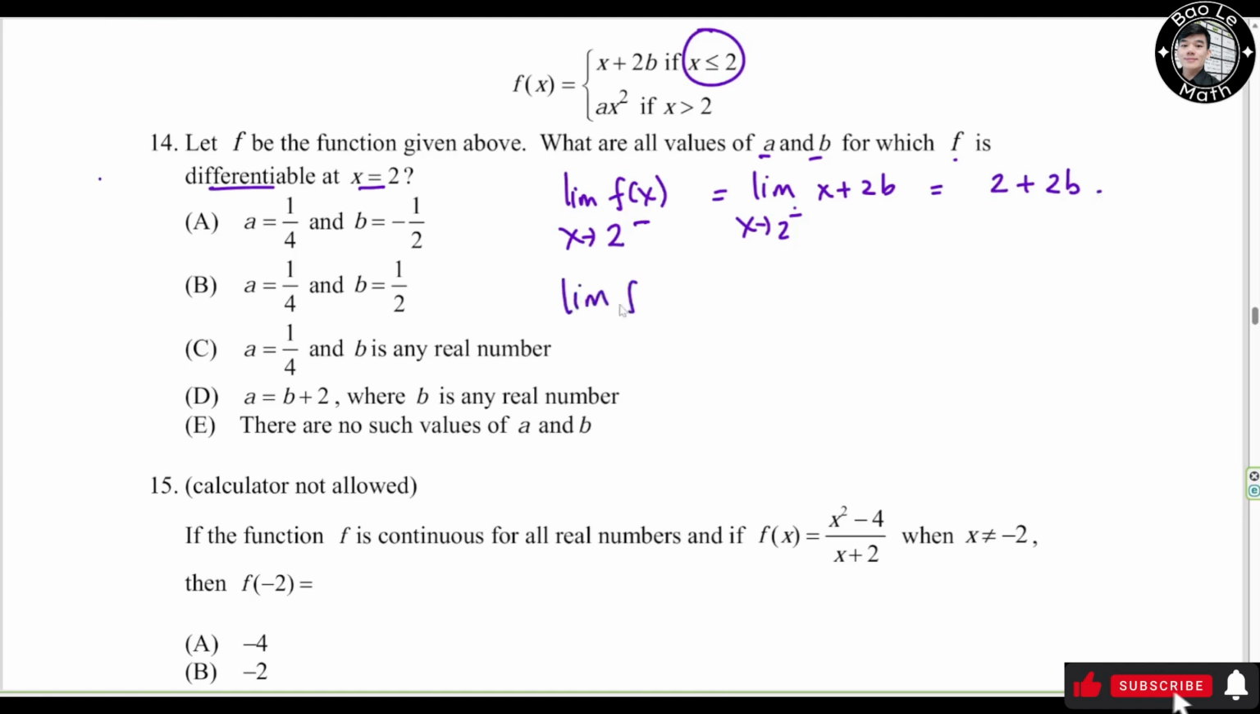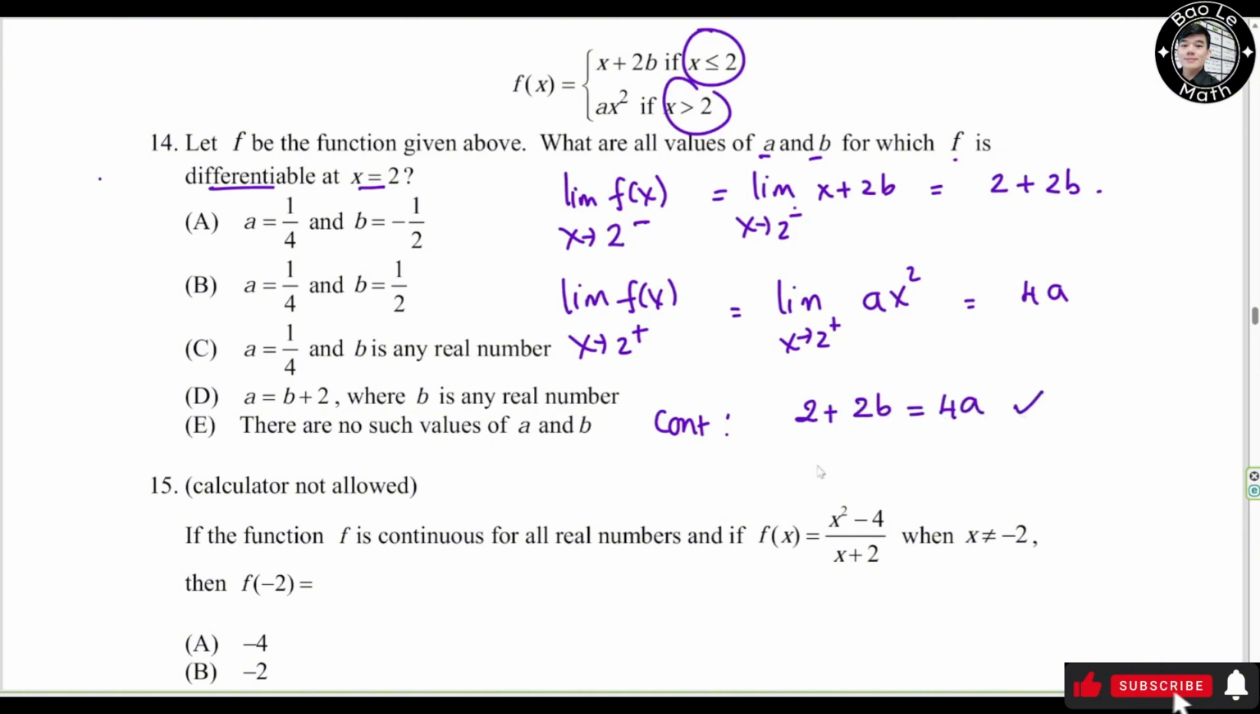Now, the limit of the function f of s when s approaches 2 plus, we're going to use this one. So it's going to be the limit of a s squared when s approaches 2 plus. Substitute 2 for s, it could be 4a, right? So we need the function to be continuous first, so then we have 2 plus 2b equals 4a. Leave it over there, right? We need the function to be differentiable at s equals 2. We need to take the derivative of this one.